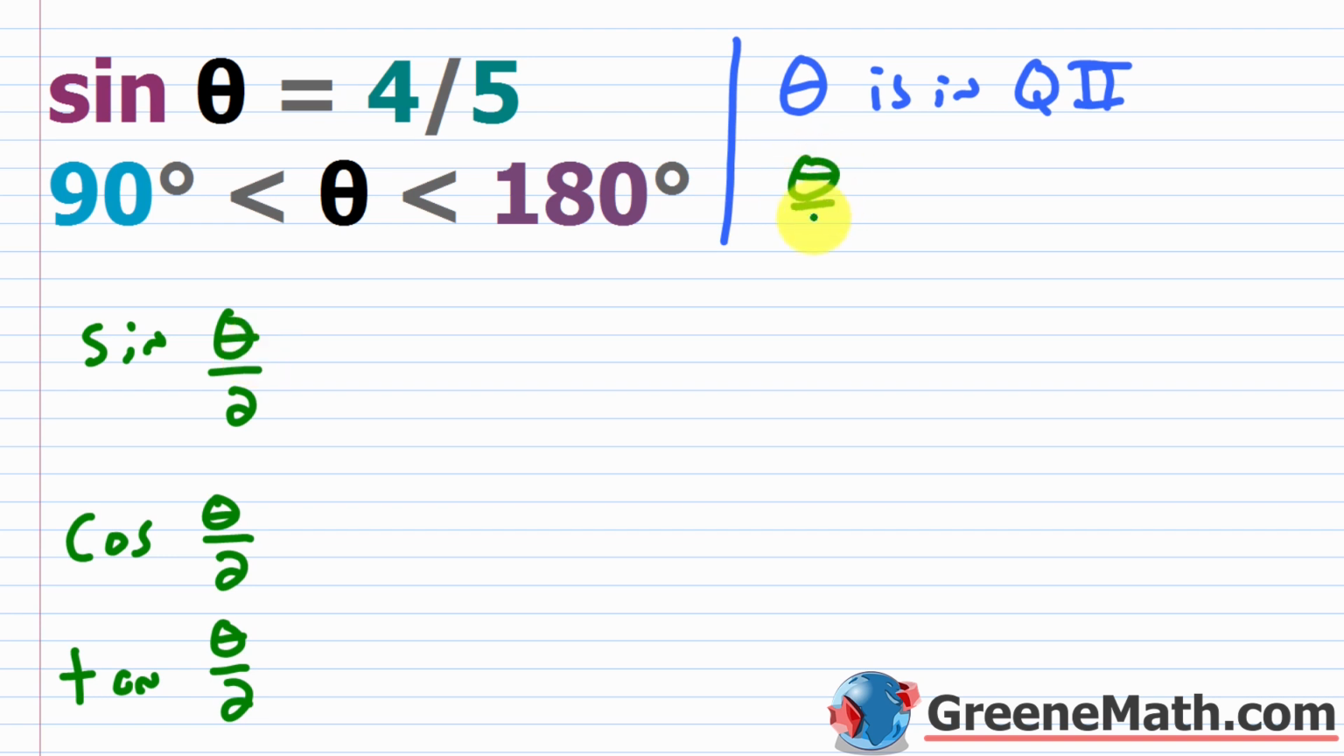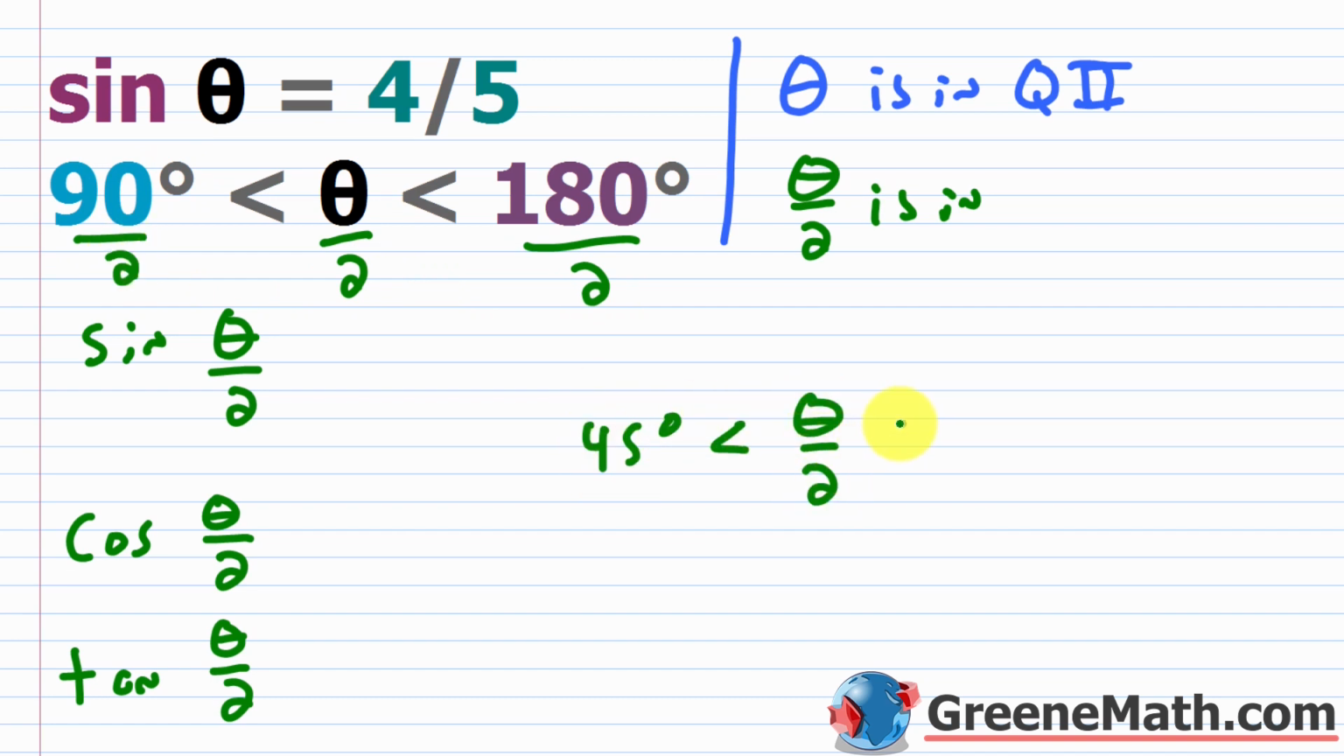So theta over 2 is in what quadrant? This is very confusing for a lot of people, but basically to determine this, you would just divide everything here by 2, okay? Because that would give you theta over 2. Now, 90 degrees divided by 2 is 45 degrees, okay? So that would be less than theta over 2, which is also less than 180 degrees divided by 2 would be 90 degrees, okay? So this tells me that theta over 2 is greater than 45 degrees and less than 90 degrees, so it's got to be in quadrant 1. So it's in quadrant 1.